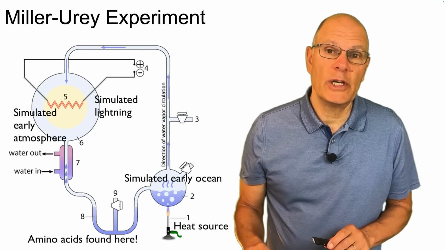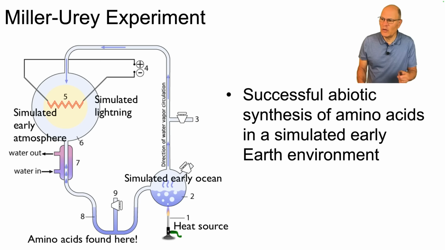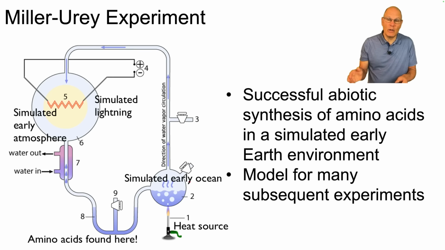The Miller-Urey experiment performed in the 1950s is the prototype for successful abiotic synthesis of amino acids in a simulated early Earth environment. This apparatus resulted in the production of amino acids. This has become the model for many subsequent experiments that have produced other monomers, more complex substances, but these experiments are still a long way from generating life in a test tube.